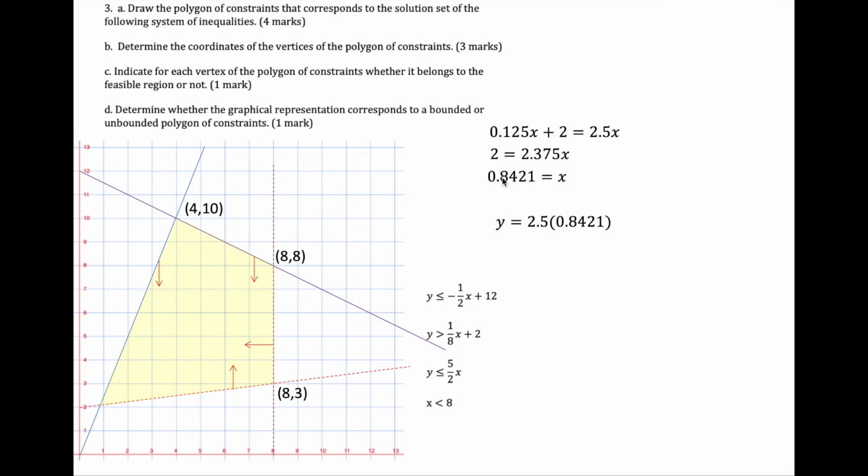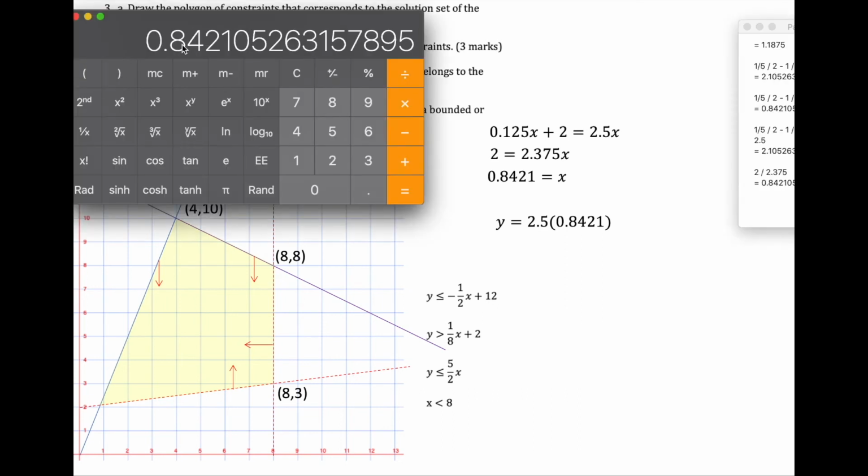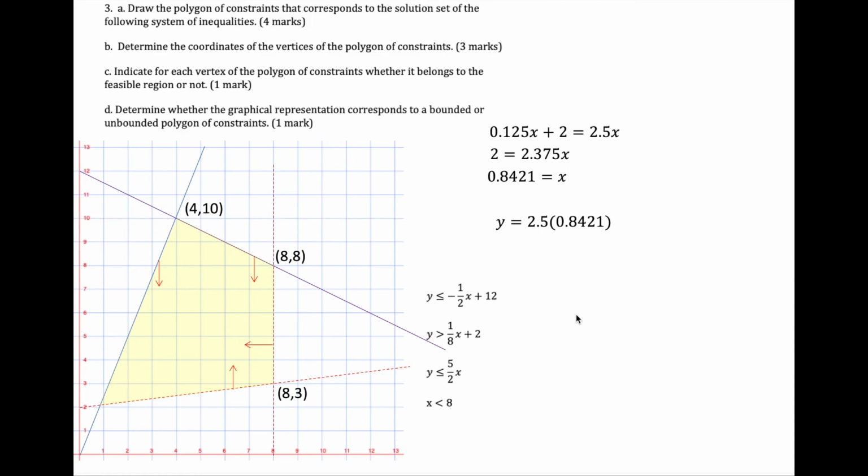And this is not really 0.8421. It goes on forever. Let's have a quick look at the calculator for that one. 0.842105, and it goes on forever. But I'm just rounding it to 4 decimal places. So if we multiply that by 2.5, we get 2.10526, and it goes on forever, but I'm going to round that to 2.1053. That's our point. Here's our point, 0.8421, 2.1053.